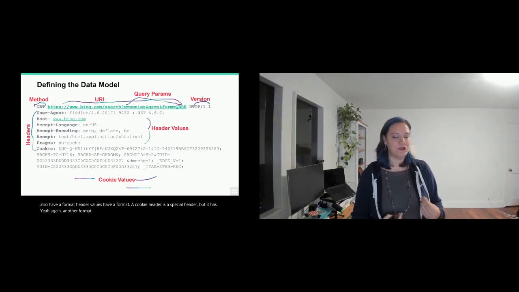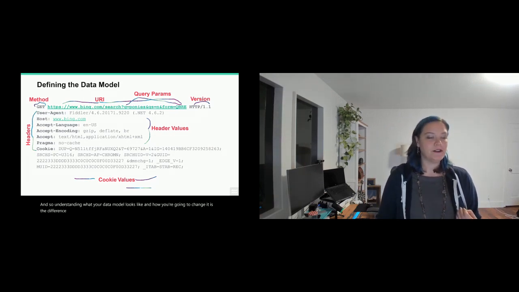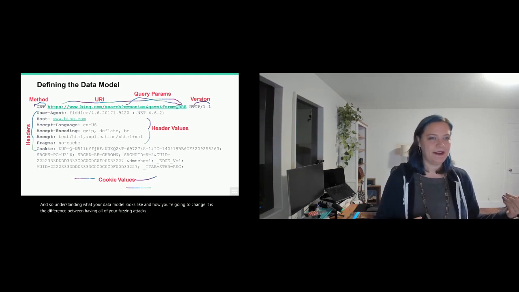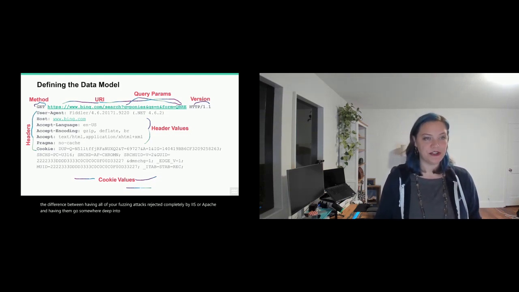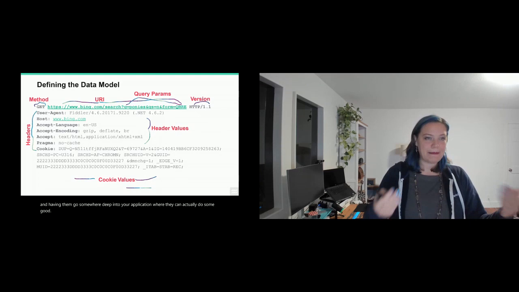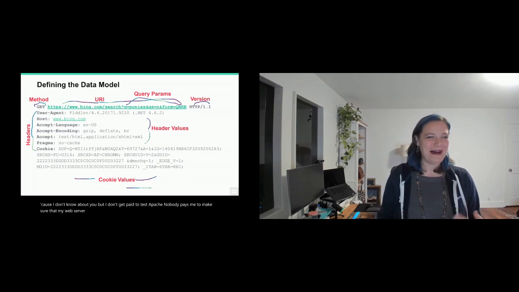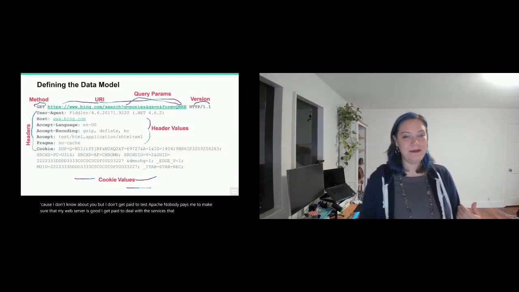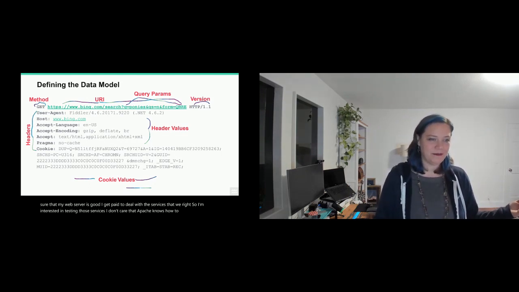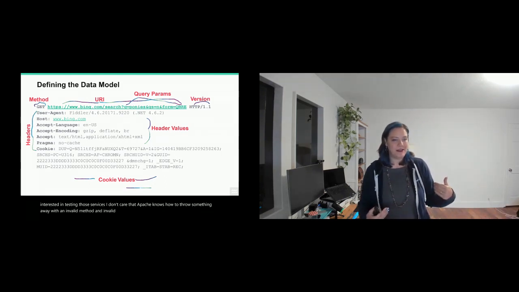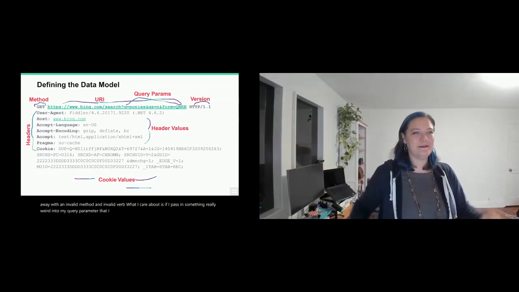And so understanding what your data model looks like and how you're going to change it is the difference between having all of your fuzzing attacks rejected completely by IIS or Apache and having them actually go somewhere deep into your application where they can actually do some good. Because I don't know about you, but I don't get paid to test Apache. Nobody pays me to make sure that my web server is good. I get paid to deal with the services that we write. So I'm interested in testing those services. I don't care that Apache knows how to throw something away with an invalid method, an invalid verb. What I care about is if I pass in something really weird into my query parameter, that I don't accidentally leak all of my user data.